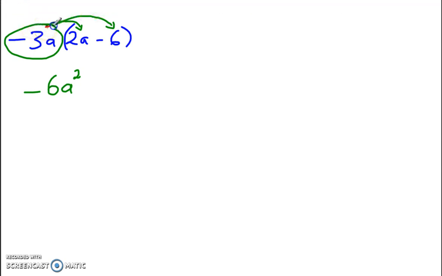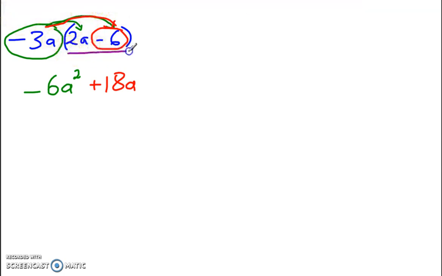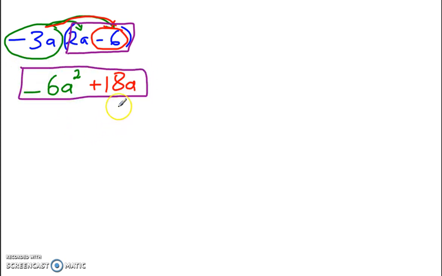Now I'll multiply the negative 3a with, careful, this is a negative 6. Negative times a negative is a positive. Plus 3 times 6 is 18, and there's also an a. Notice if they are unlike terms in the parentheses, they will be unlike terms after you do distributive property.